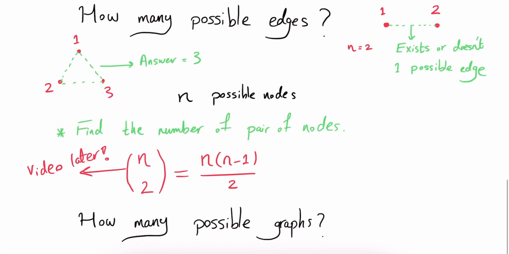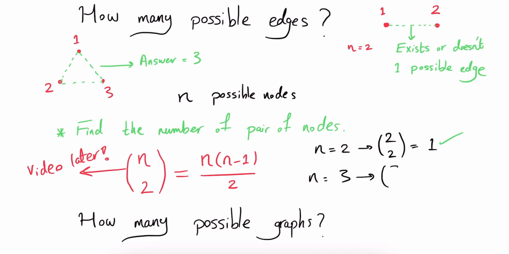And you can check it for the two example cases which I've written down. So if we have n equals 2, the answer gives us 2 choose 2, which is basically 1, and that's the answer we got earlier. And if n is equal to 3, then the answer is 3 choose 2, which is equal to 3, and this also matches our answer.